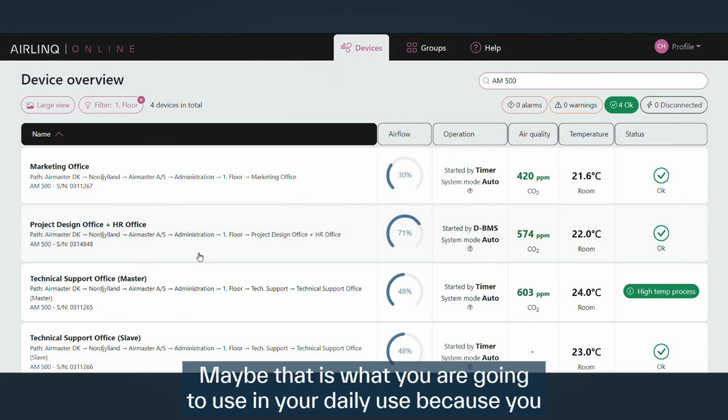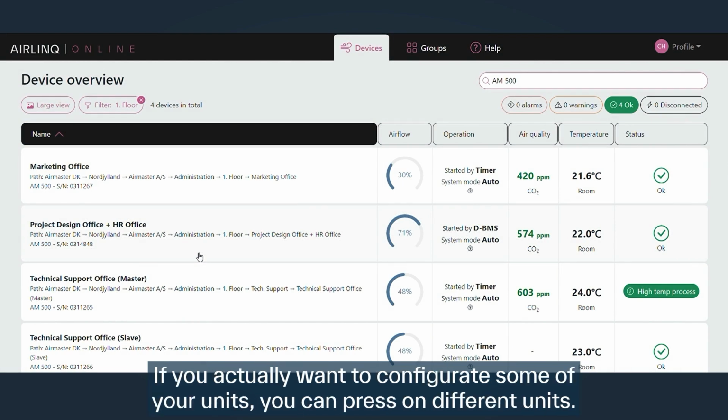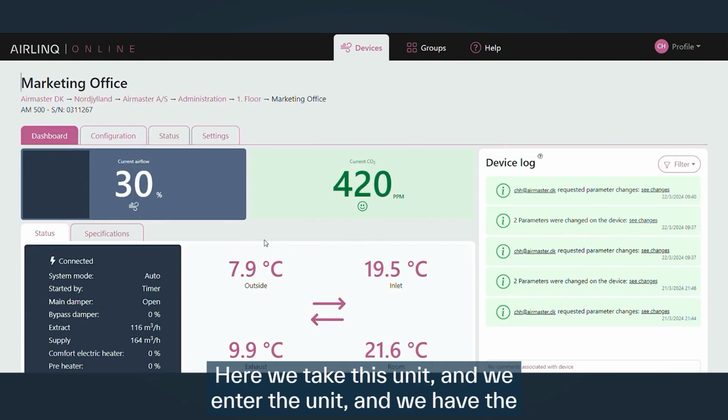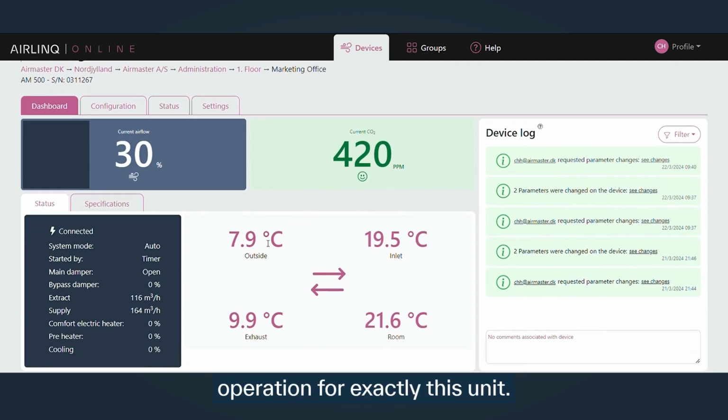Maybe that's what you are going to use in your daily use because you just quickly want to see if there's any warnings or alarm on your units. If you actually want to configure some of your units, you can press on different units. Here we take this unit and we enter the unit and have the operation for exactly this unit.